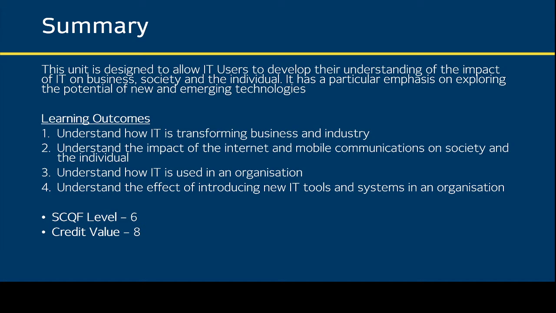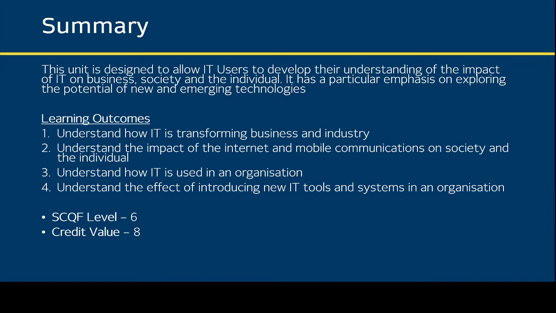There are 4 learning outcomes for this unit. The first is understand how IT is transforming business and industry. So that's understanding the changes to business and industry that technology is having upon them. The second is then understanding the impact of the internet and mobile communications on society and individual. The difference between those two is mostly that the first outcome is specific to business and industry, the second outcome is specific to society and individual.